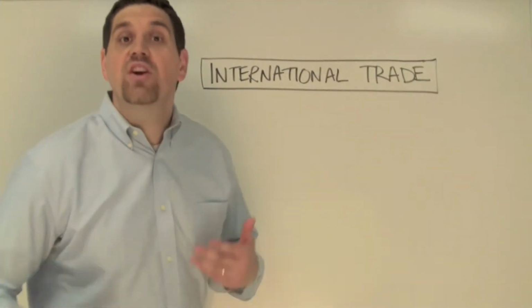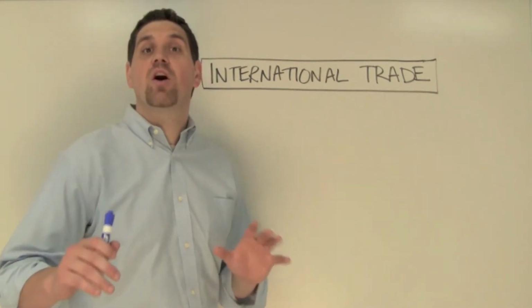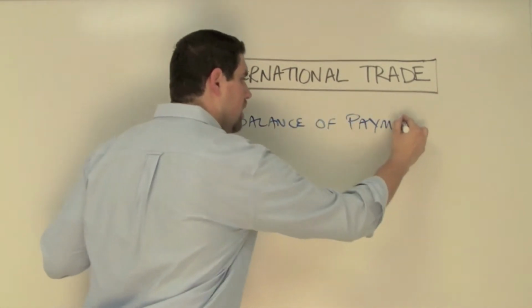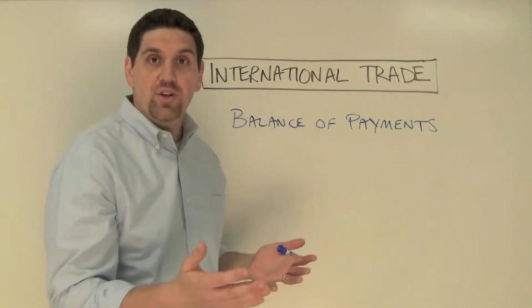To answer this question, you have to understand the idea of international trade. When we look at trade between countries, the first thing you've got to look at is something called the balance of payments. The balance of payments is a record of all the transactions between one country and all the other countries in a given period of time. That's why D is not the right answer.